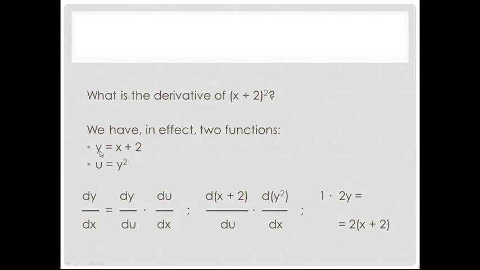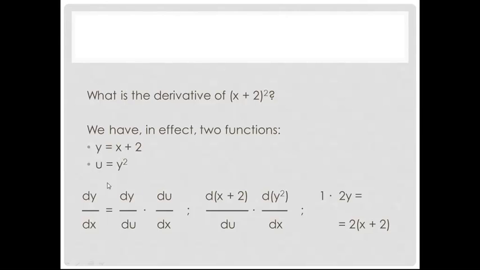So what is du/dx? Well, you know that the derivative of x plus 2 is simply 1, because the derivative of 2 is 0 and the derivative of x is 1. So this is very easy. It ends up as 1.